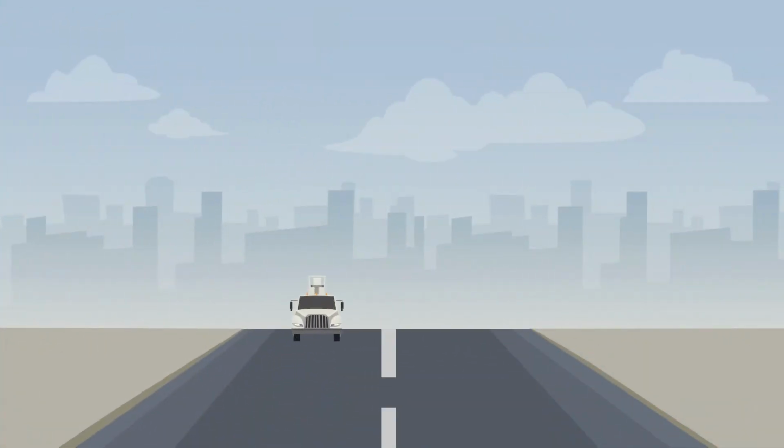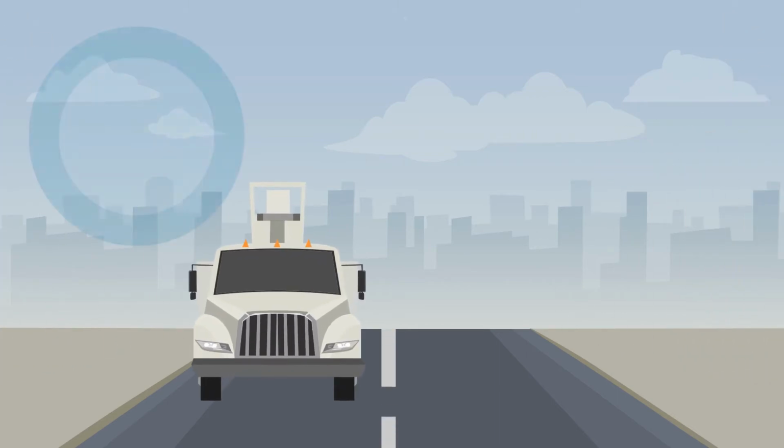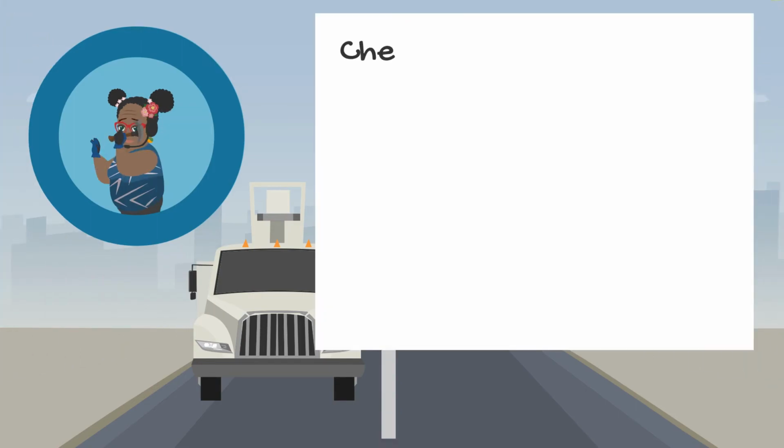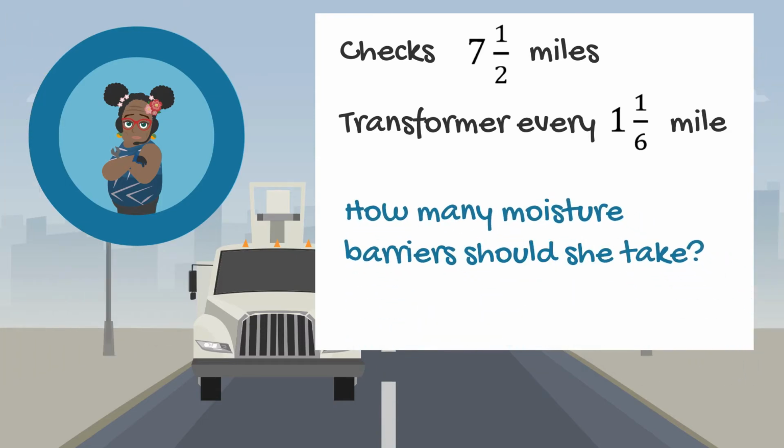In my mathematical world, I have one little problem. Michaela drives a truck and works to prepare for the upcoming hurricane season. On Monday, she must check a 7.5 mile section of power line along a road. Every 1 1/6 mile, she must check a transformer and may need to replace the moisture barrier. How many moisture barriers should she have on her truck?